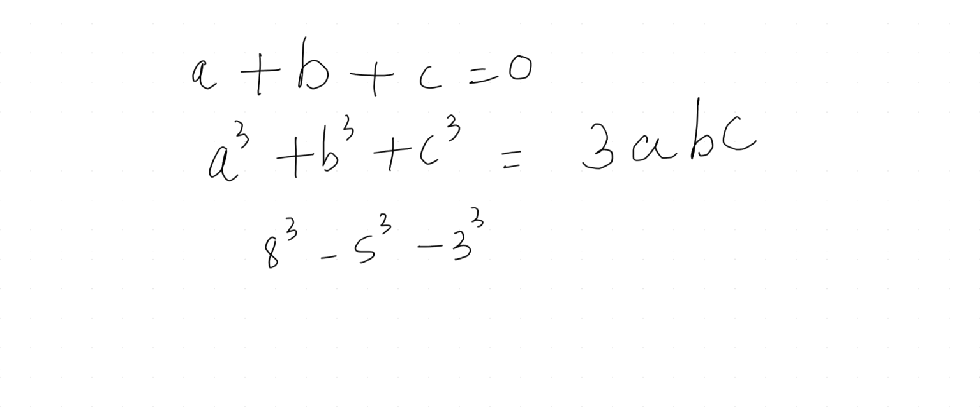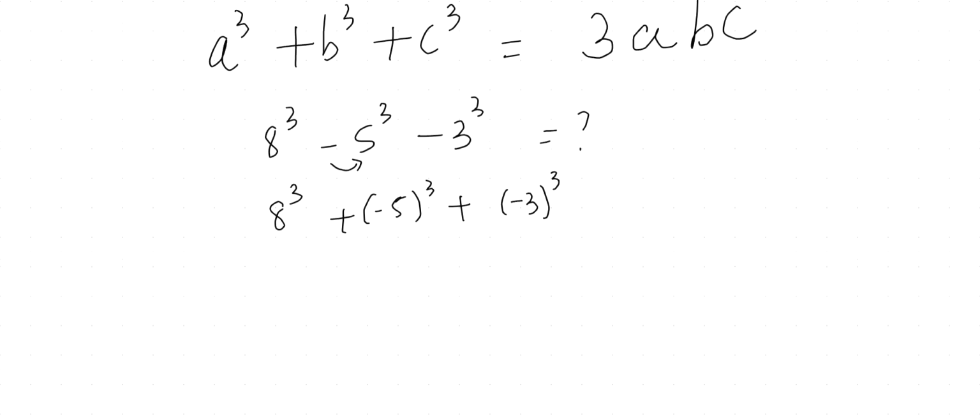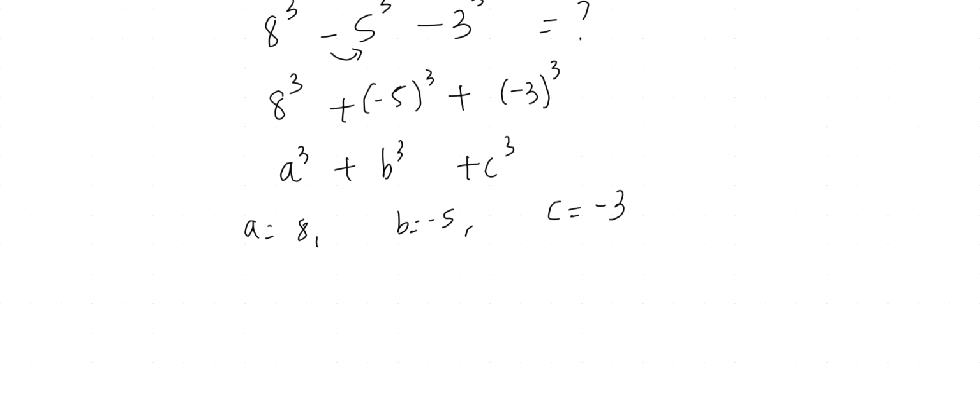I'm not really going to solve it directly. I can write this as 8 cube plus minus 5 cube plus minus 3 cube. I can shift the minus in, so it is of the form a cube plus b cube plus c cube, isn't it? Where a is 8, b is negative 5, and c is negative 3. So what is a plus b plus c? A plus b plus c will be 8 minus 5 minus 3, which is 0.